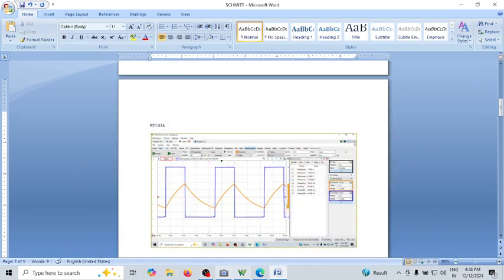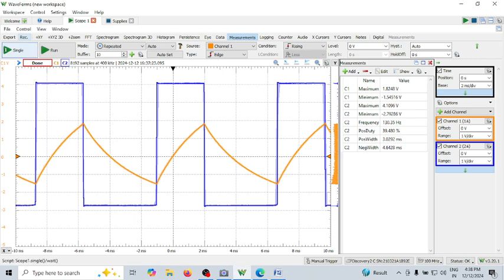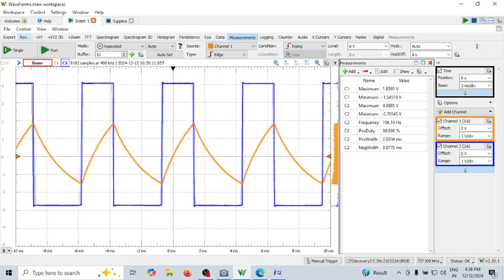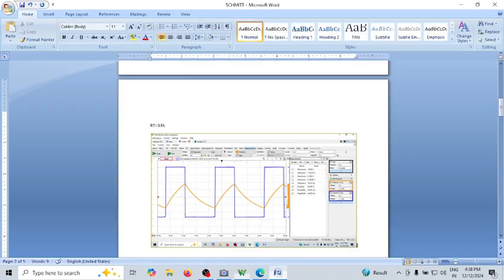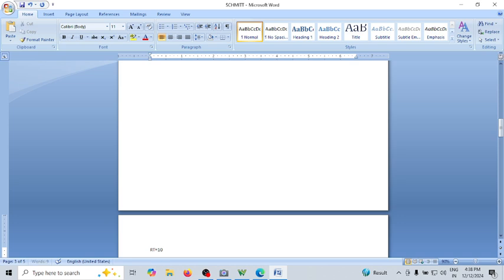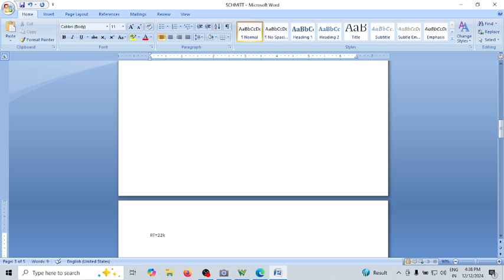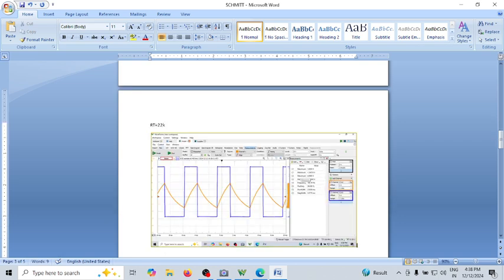Let me take another screenshot corresponding to this. Before I take the screenshot, let me run this one. Okay, now it has run. These are my changed values. Let me take another screenshot and put it in as 22K. So this is now 22K. Next, these are my readings.